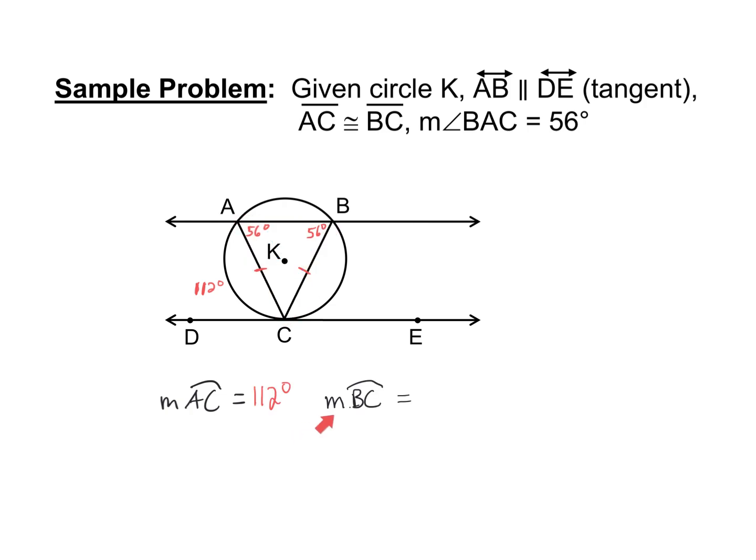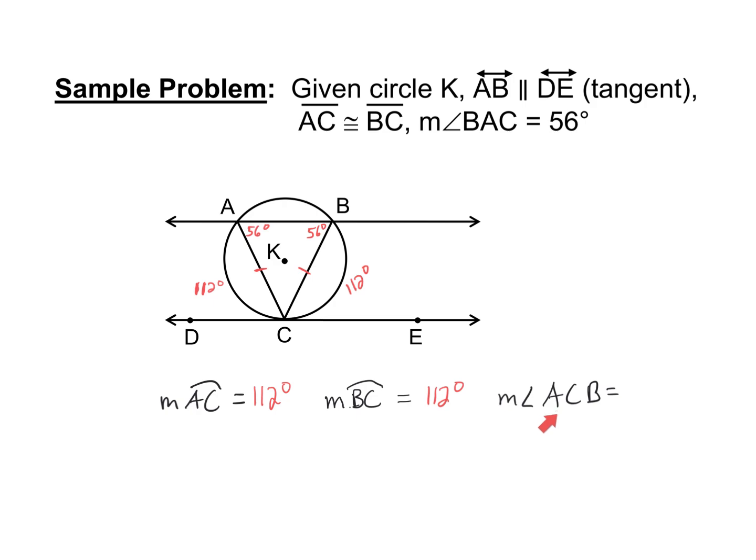Next, we're going to find the measure of arc BC, which is right here. You can do that a couple ways. First of all, since these two segments are congruent, these two corresponding arcs are congruent. So right away, I know that this has also got to be 112 degrees. Now, I could have also found that because 56 is the inscribed angle, so this has to be twice that.